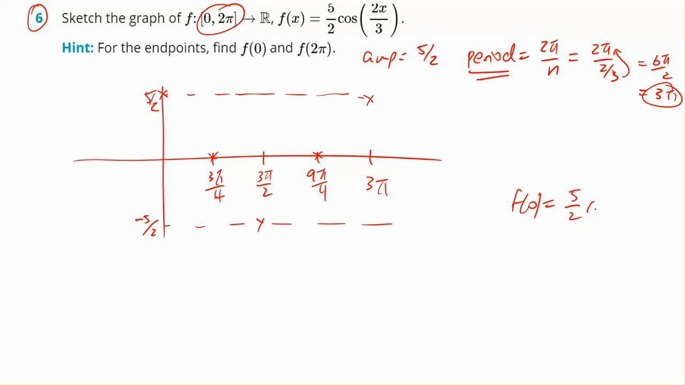Okay, so cos of 2/3 times 0, which is just 0. Now cos of 0, where's cos 0? It's a boundary angle. Cos at 0 degrees, remember that it's the x value. So x value is 1, so it equals 5 over 2 times 1. So it happens to be 5 over 2, which is what we expected anyway.